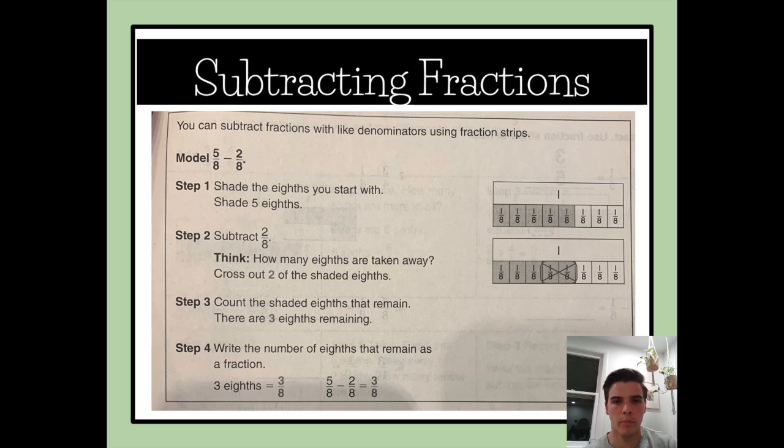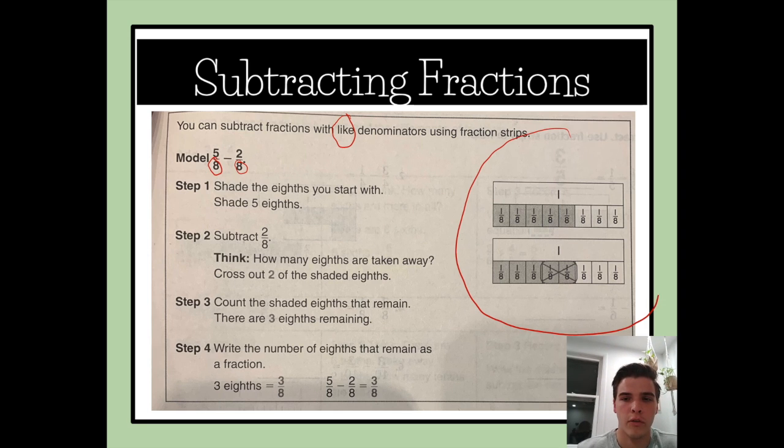All right, so we're going to jump right in. You can subtract fractions with like denominators using fraction strips. The key word here is like. So you have like denominators when the denominators are the same. So 5/8 and 2/8 have exactly the same denominator, 8. That means that they have like denominators. And that's when we can use these fraction strips over here on the right.